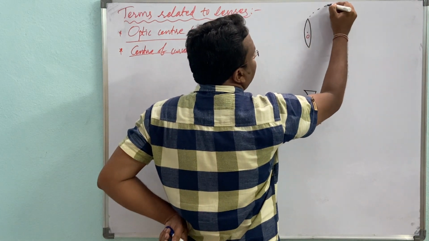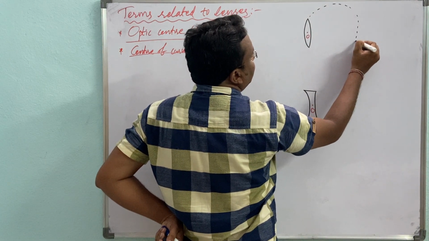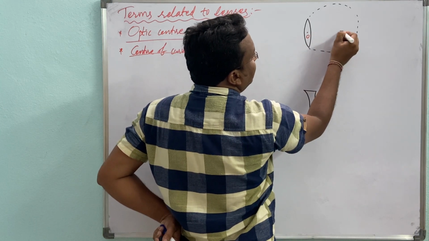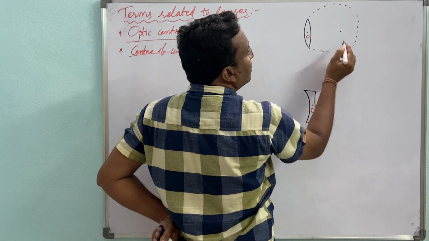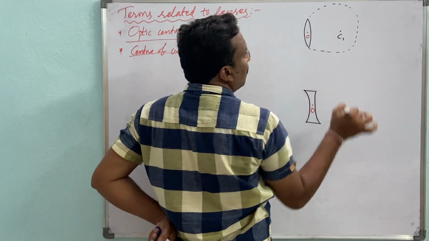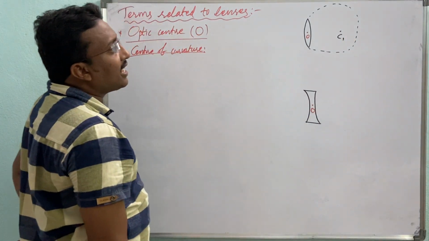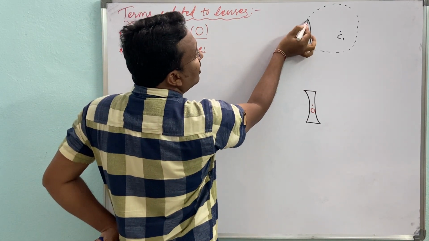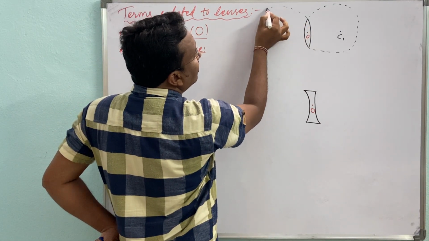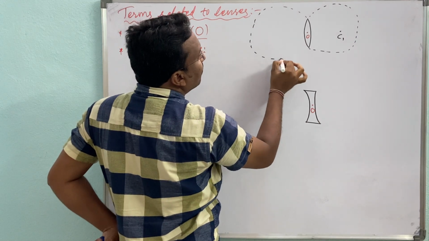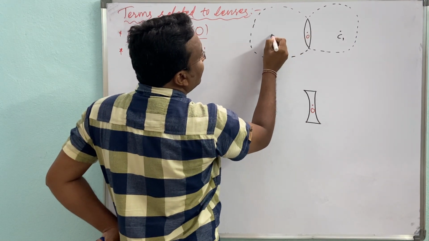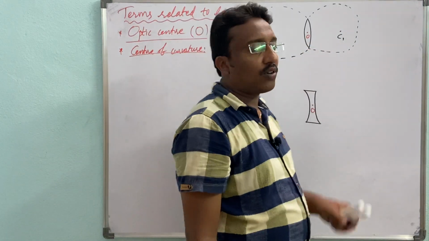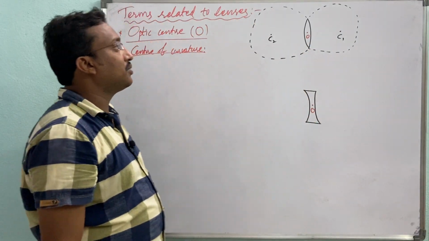Then let us complete the sphere. Its center is taken as the center of curvature. Sir, here it has two centers, no? Two curved surfaces, no? Here this side, complete it. Right? Then this side is also one, no? Say center of curvature 1, center of curvature 2.